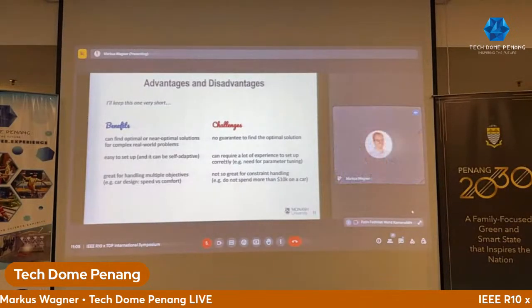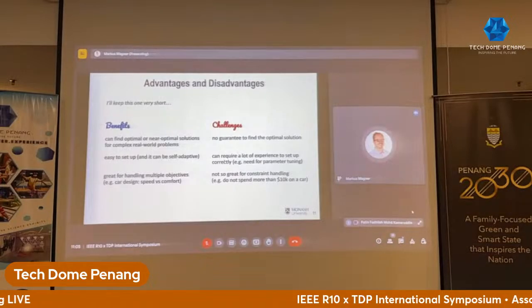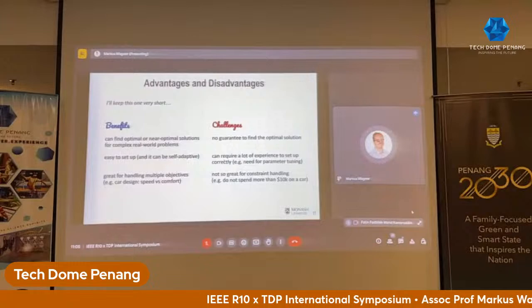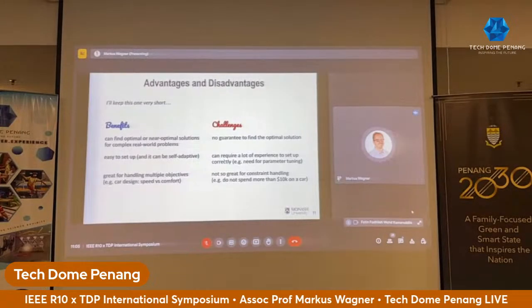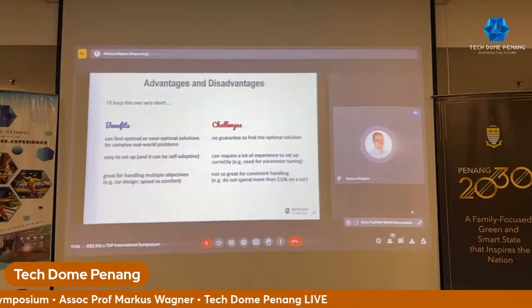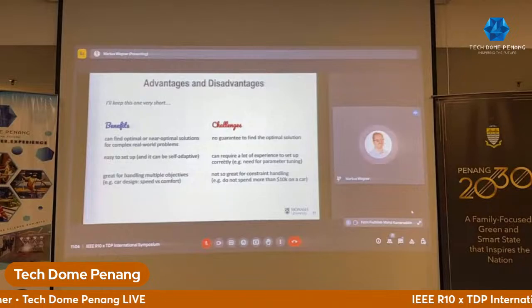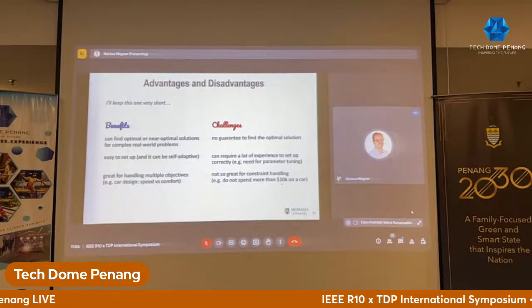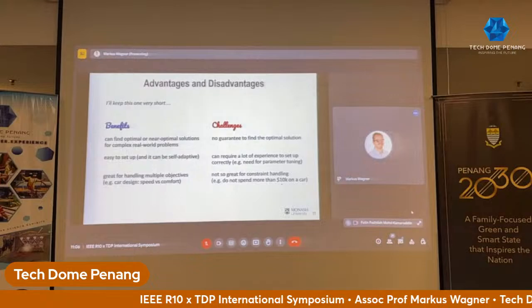And one last thing I want to mention is when we have multiple objectives. For example, you want to design a car and you want to trade off speed and comfort. Evolutionary computation is a great technology to work with for that. But if you have many constraints, for example, you don't want to spend more than $10,000 on a car, evolutionary computation sometimes is a bit tricky, not as good as mathematical approaches.